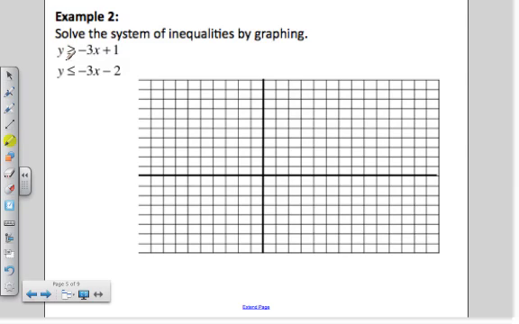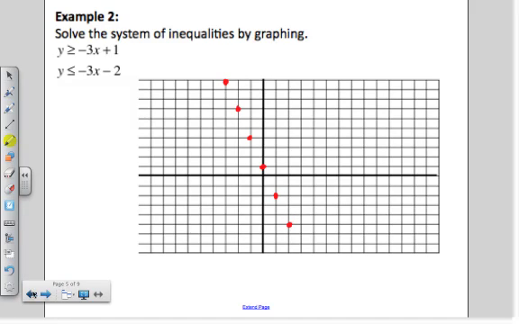All right, this is y is greater than or equal to negative 3x plus 1, so I'm going to go to plus 1. And negative 3x, so up 3 to the left 1, negative slope, meaning it looks like they're going to slide down. And I'm including the boundary line.